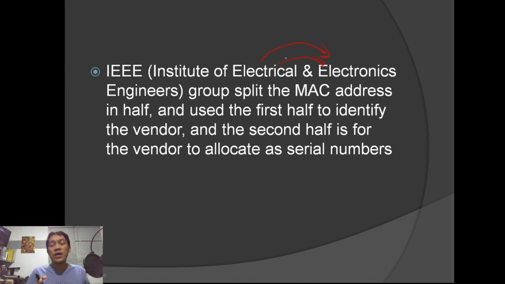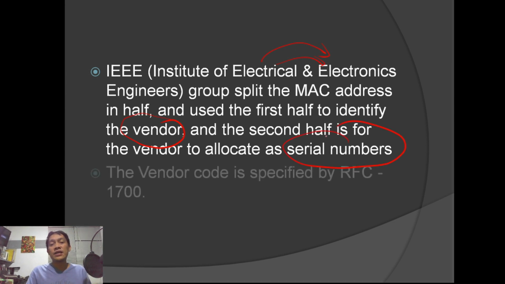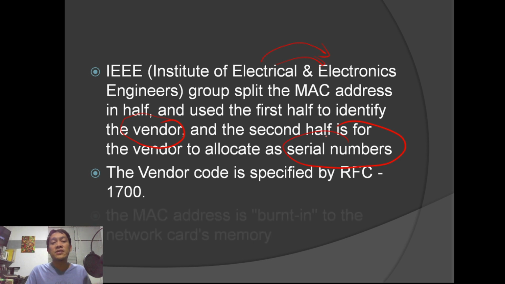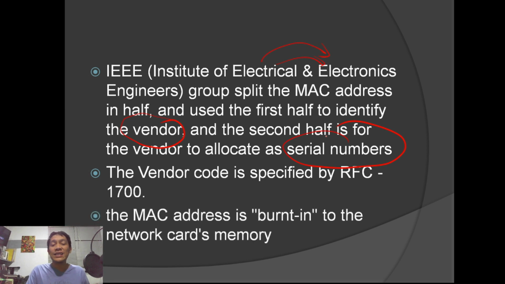Okay? So it is divided into two. The first half is to identify the vendor. The first half is to identify para sa vendor or it's a manufacturer. The second half is for the serial number of the device. Okay? So in this example, the vendor code is specified by RFC 1700. I'll be discussing RFC on other topics. The MAC address is burnt into the network card, so it is fixed.